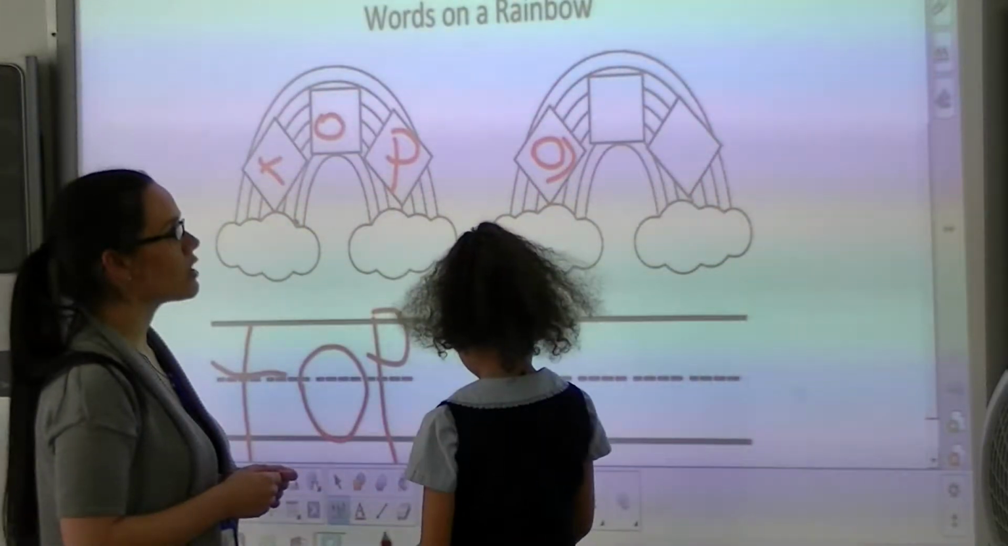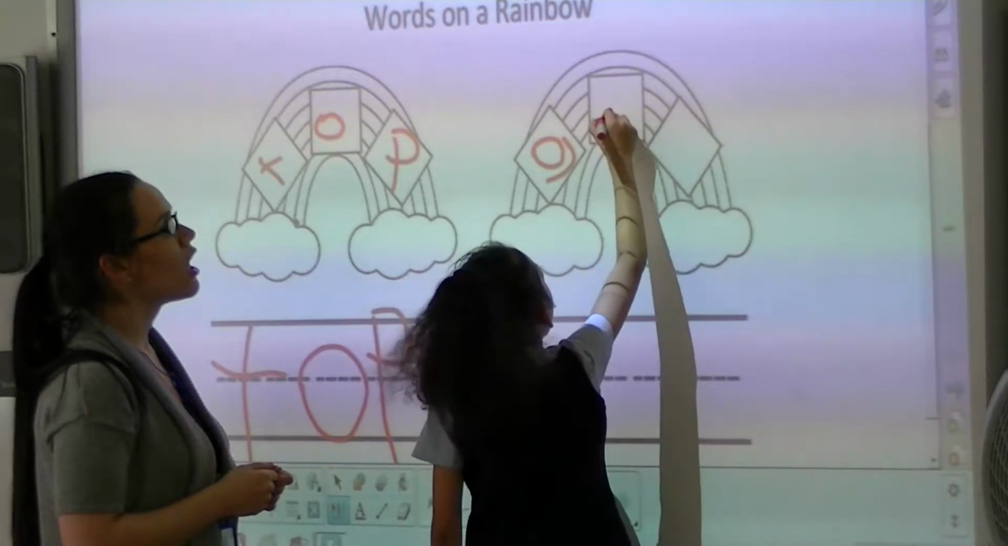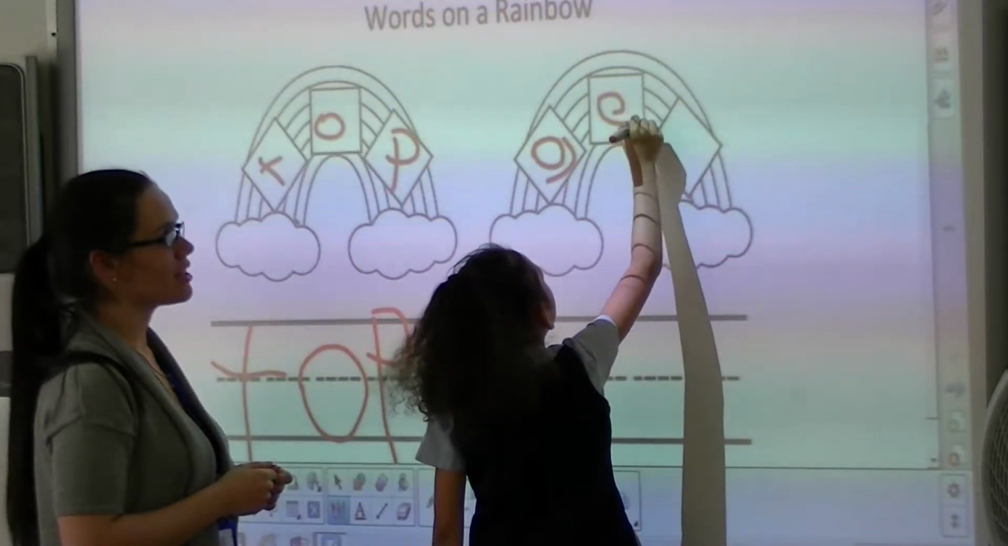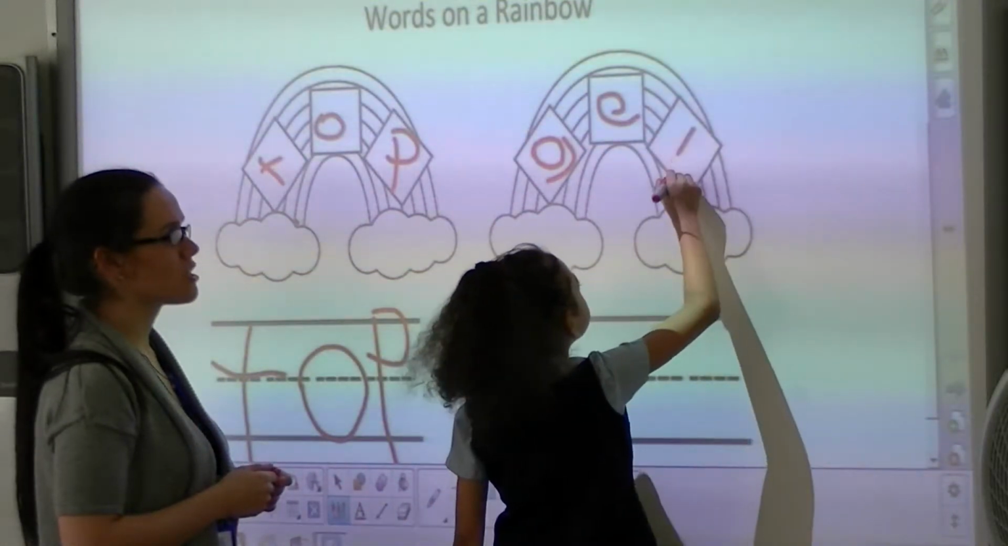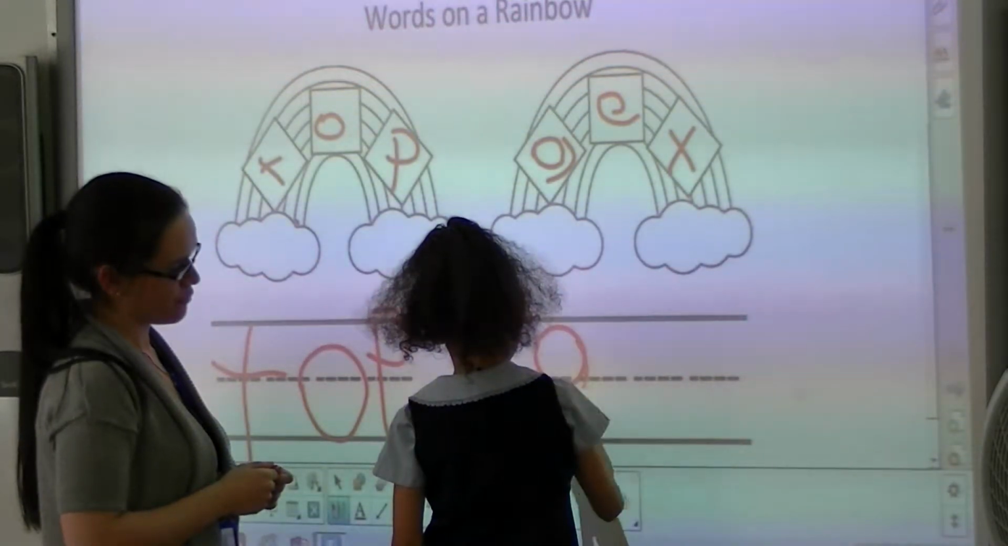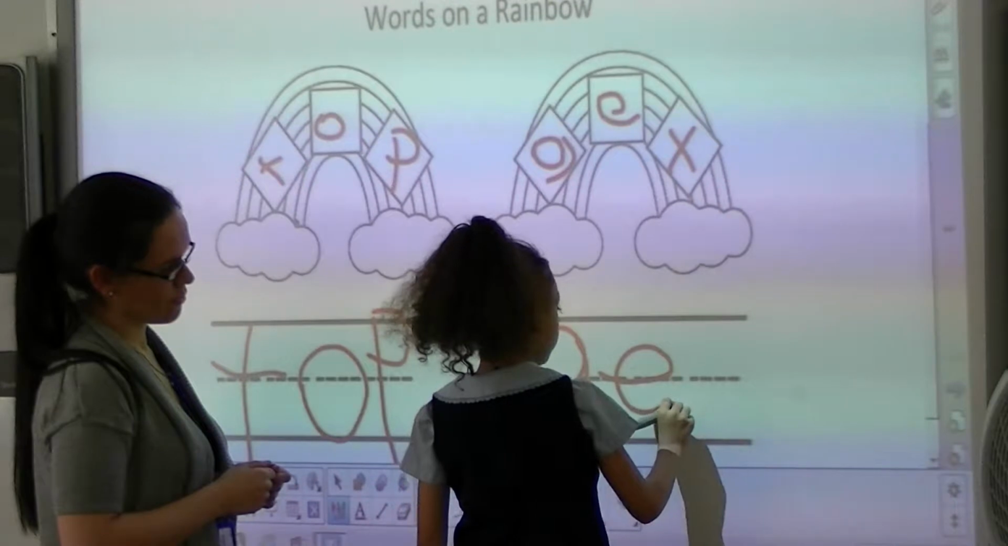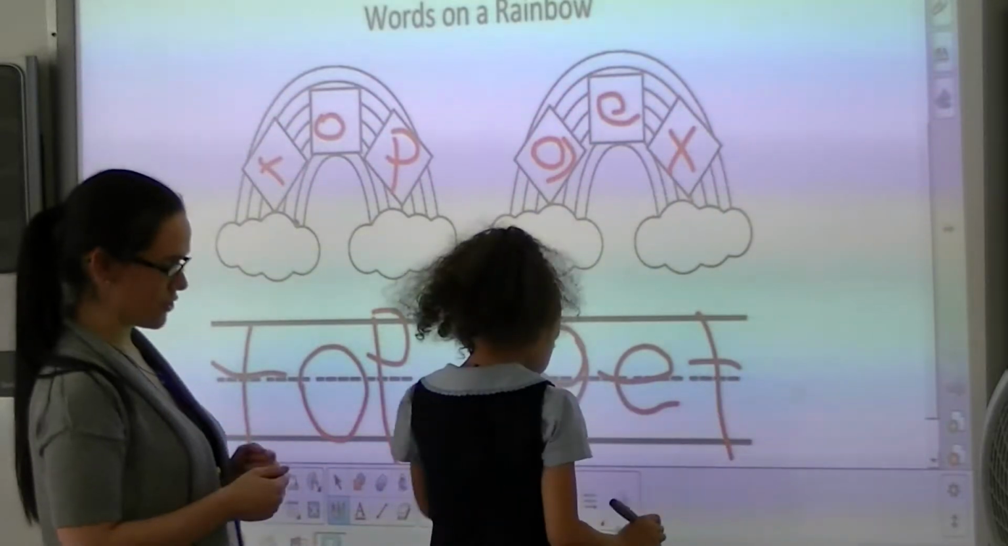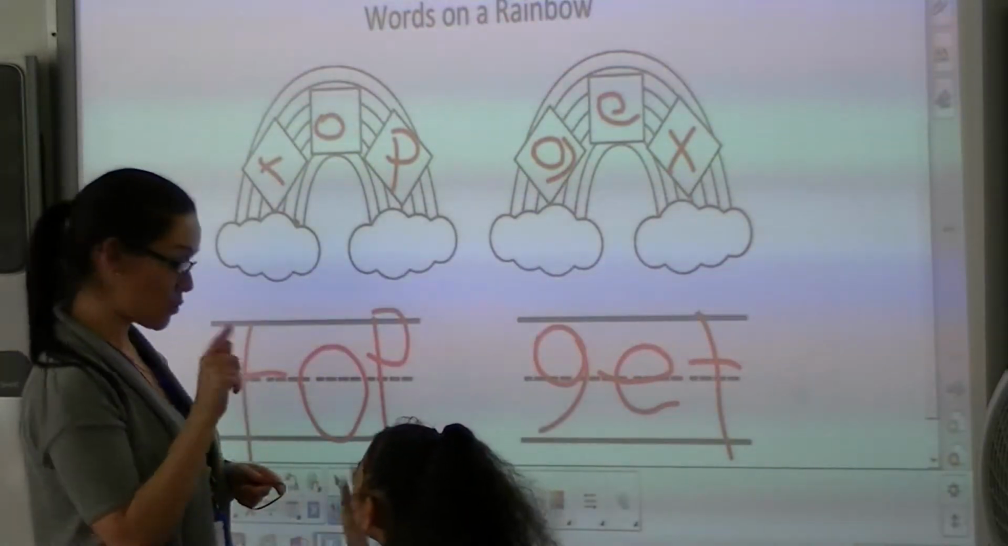Good. You have your J for the beginning sound. G. Good. Get. Super job. High five. You want to do two on your own?